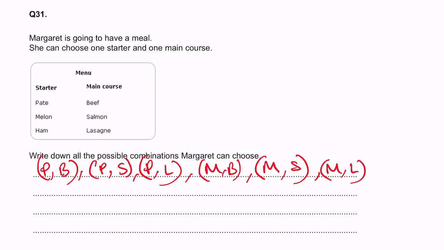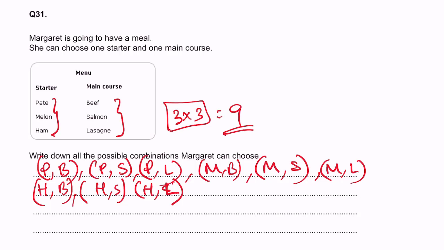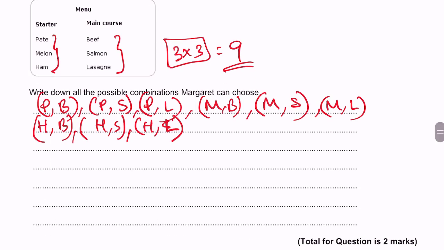Now I'll do ham and beef, H and S, and H and L. Okay, so altogether we have 1, 2, 3, 4, 5, 6, 7, 8, 9. Now one good way to check whether you got all of them or not is because we have 3 starters and 3 main courses, so it'd be 3 times 3, which is 9 different combinations, and we have 9 here, so we got all of them there, and that's worth 2 marks.